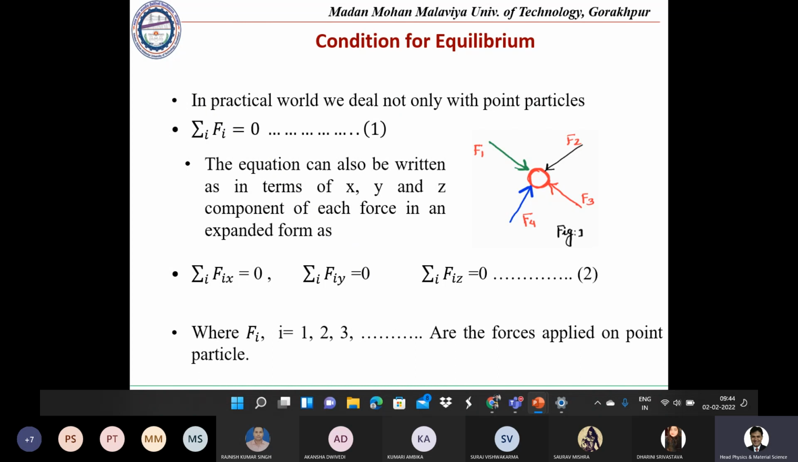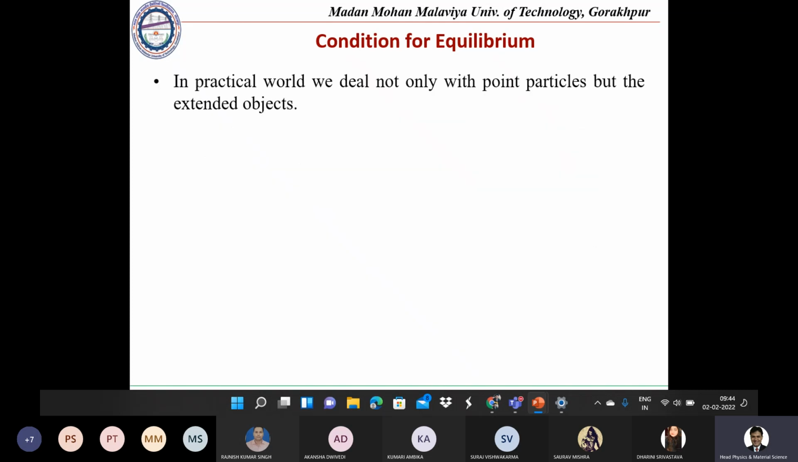And where Fi has the same meaning as we have usually discussed in the last slide, that is, i is equal to 1, 2, 3, meaning force 1, force 2, force 3, force 4, whatever they are, acting in x direction, acting in y direction, acting in z direction. The sum of individual directional forces must be equal to 0 for the equilibrium condition.